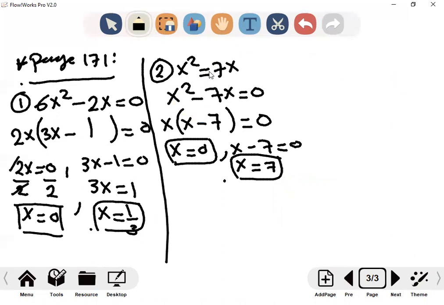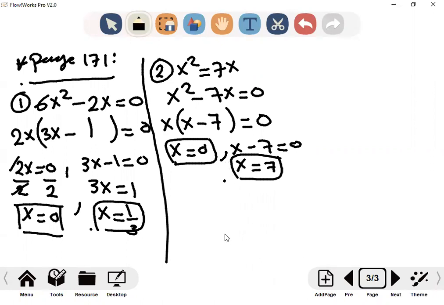X power 2, I shift the 7x here. It will be x power 2 minus 7x, okay? Equal what? 0. Now x power 2 and the 7x, make the GCF. It will be what? X. Then divide. X power 2 divided by x, x. 7x divided by x, 7. Either this equals 0 or this equals 0. This solves it. This is ready.